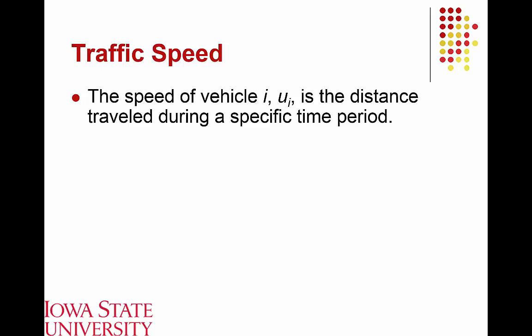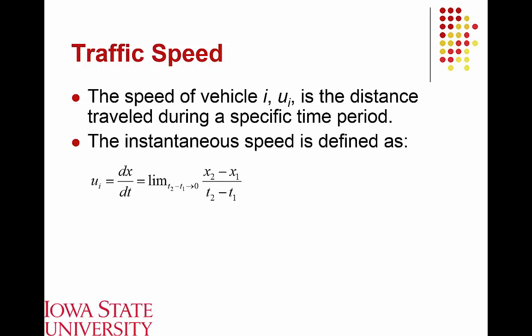So the speed of any vehicle i, we will just refer to as u sub i, and obviously speed is simply the distance that a vehicle is traveling during some specific time period. And so if we look at that at any instant during a vehicle's travel, we just take whatever distance a vehicle has traveled over a given time period, and that gives us an instantaneous estimate of that vehicle's speed.